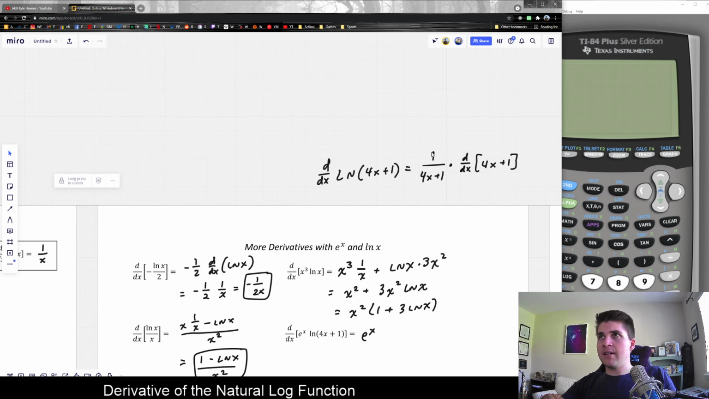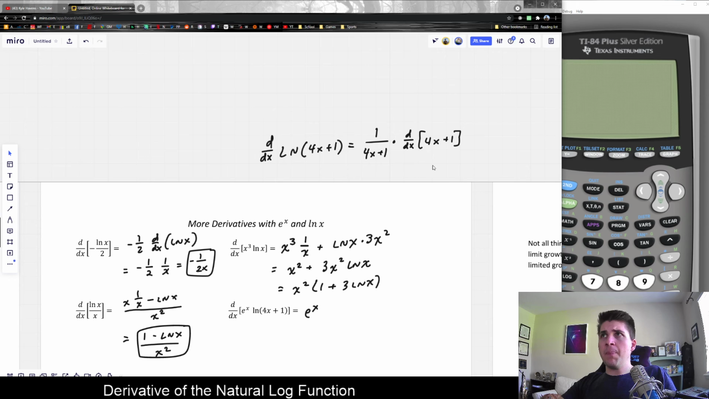Derivative of the exterior is 1 divided by the interior. Multiply by the derivative of the interior, that's the chain rule. And derivative of 4x plus 1 is just 4. So what I would end up getting is 4 times 1 over 4x plus 1, which would just be 4 over 4x plus 1. But essentially that would be my derivative of that.